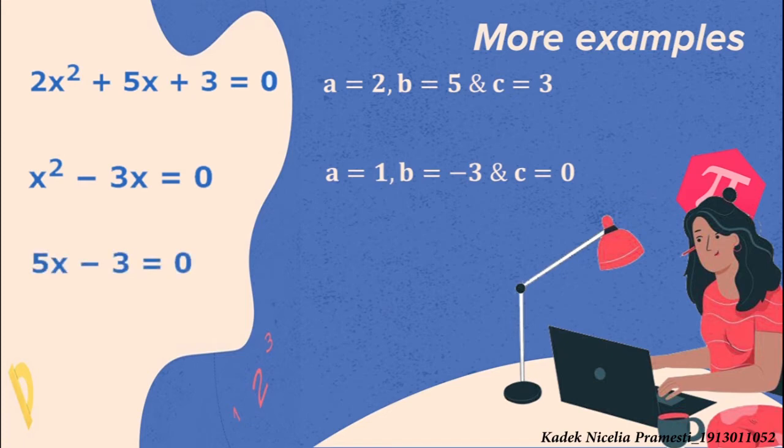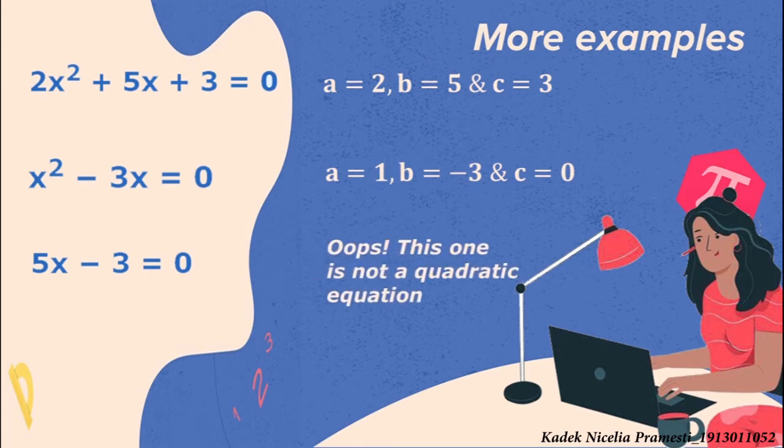Example number 3: 5x minus 3 equals 0. And oops, this one is not a quadratic equation. It is missing x squared. In other words, a equals 0, which means it can't be quadratic.